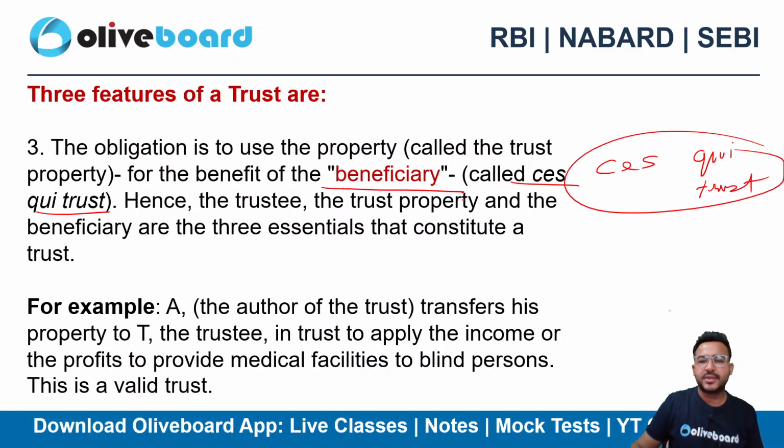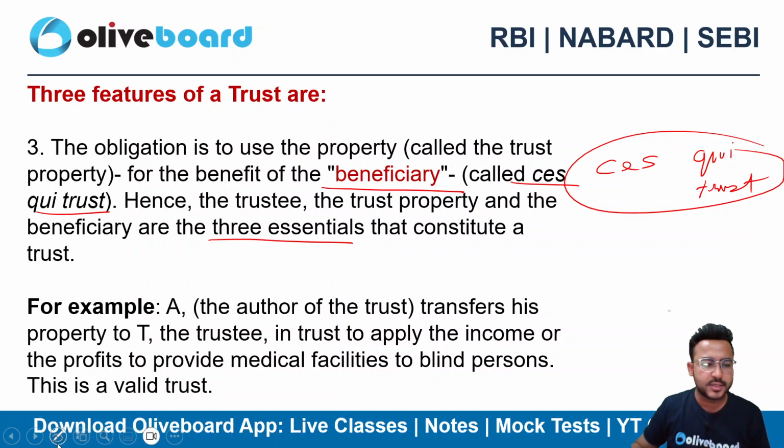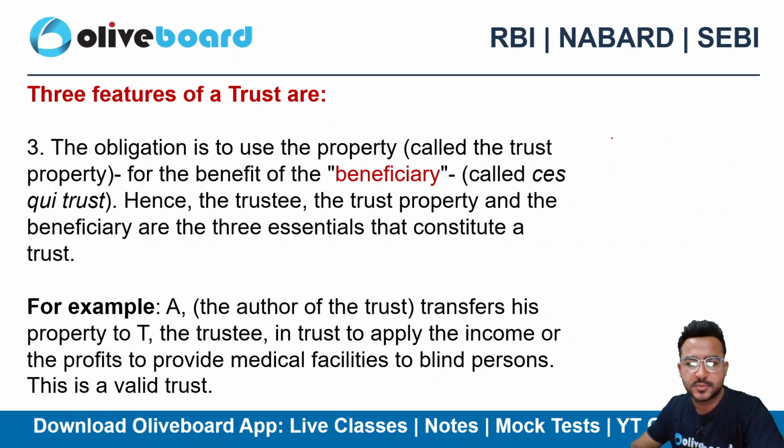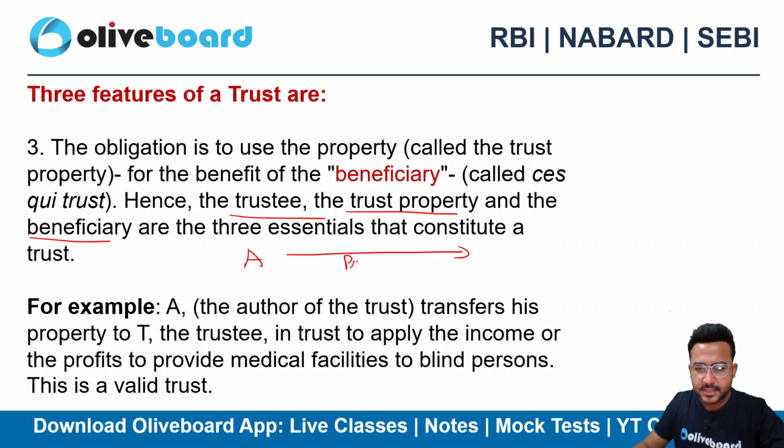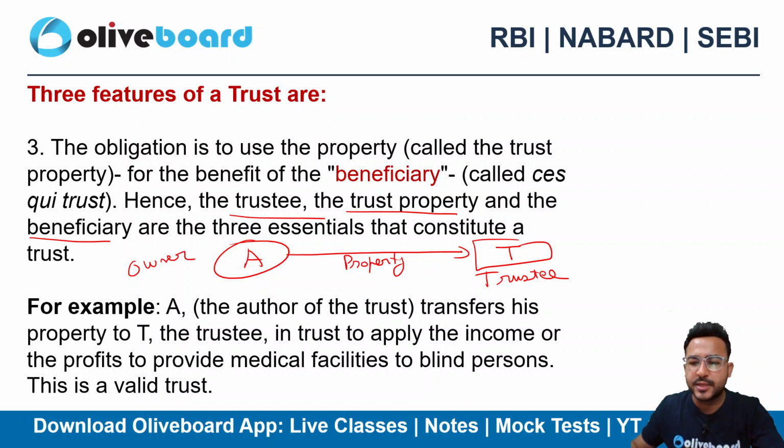Hence the trustee, the trust property and the beneficiary are the 3 essentials that constitute the trust. Right? In order to constitute the trust, you must have the trust property, beneficiary, right? And the trustee. Let's suppose, for example, A is the author of a trust. A transfers the property to T, which is the trustee. So can I say that A is the owner of the property? A has transferred the property to the trustee, right?